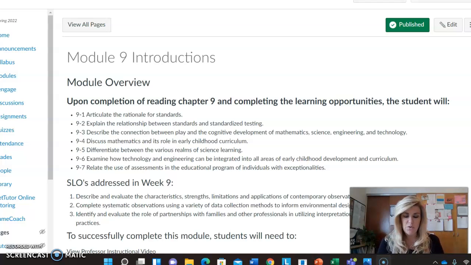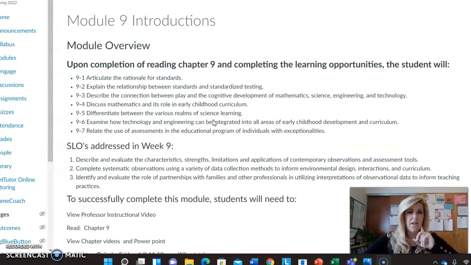So let's go ahead and jump into the instructions for Module 9. This week, the readings are going to cover the rationale of standards, the relationship between standards, and standardized testing. It's going to talk about the connection between play and cognitive development of mathematics, science, engineering, and technology. Also mathematics and its role in early childhood curriculum. Various realms of science learning as well, and then how technology and engineering can be integrated into all areas of early childhood development and curriculum. So this chapter is going to give you some more examples and strategies of how to do that.